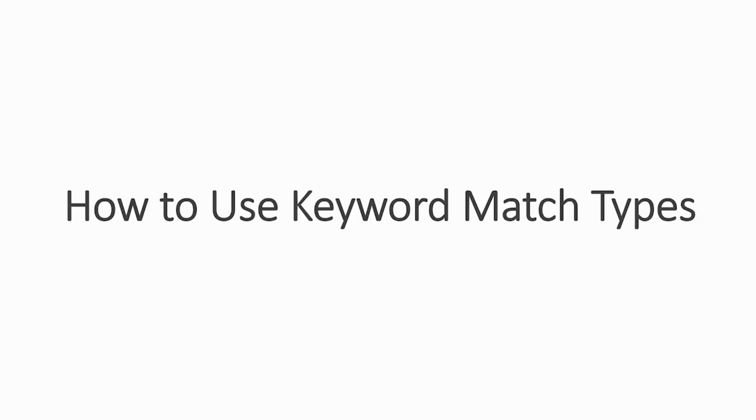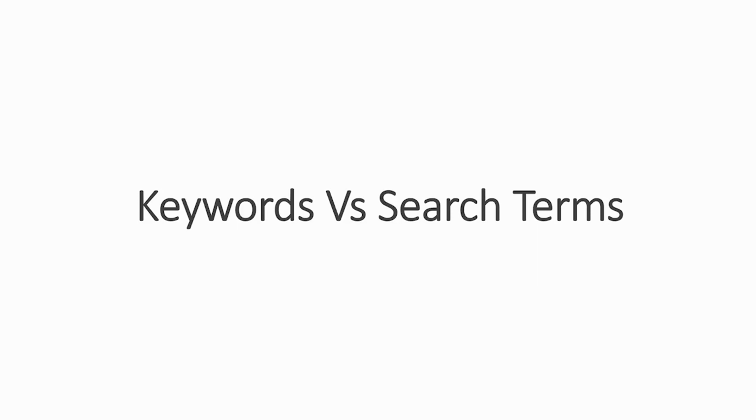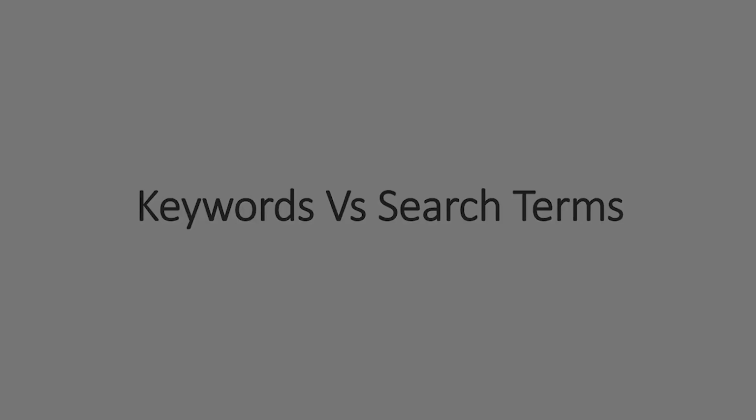Welcome back. In this lesson, you will learn how to use Google's keyword match types. To understand match types, you have to know the difference between a keyword that you are targeting and a search term. This has already been covered in the Google Ads Basics lesson, but let's review it again.